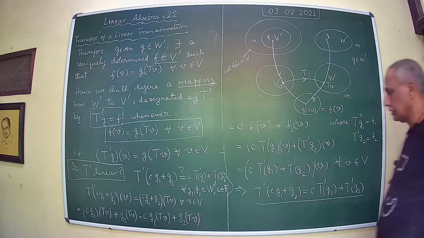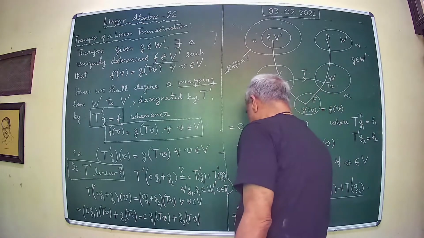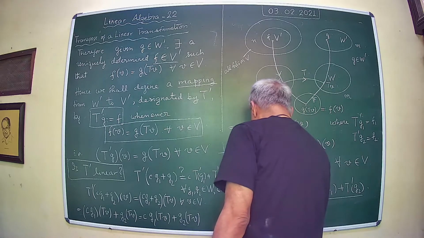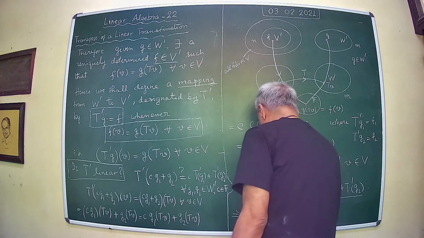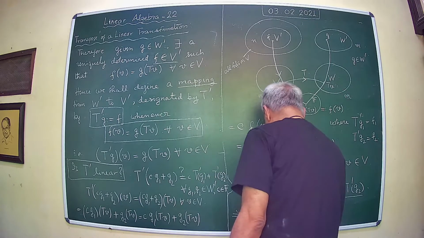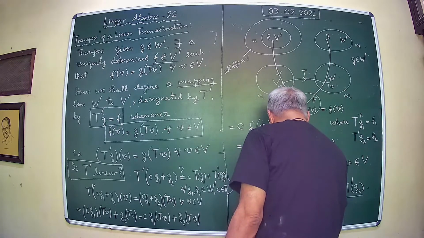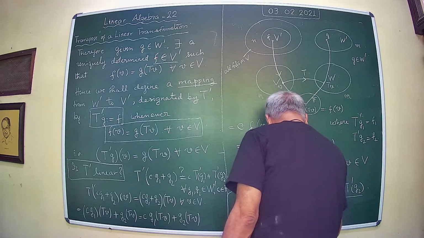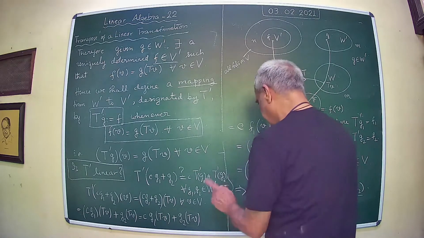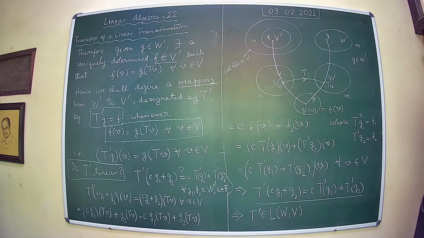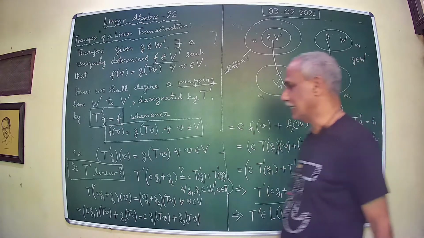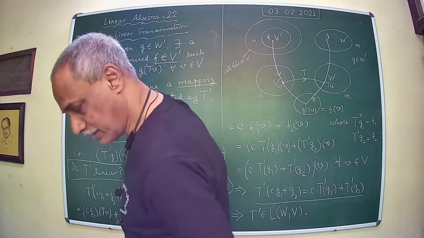And what does it mean? Which implies T prime belongs to L W prime V prime. Just think, the two things we just changed. Therefore, T prime is a linear transformation from W prime to V prime. That's it. Yes. Okay, what next?